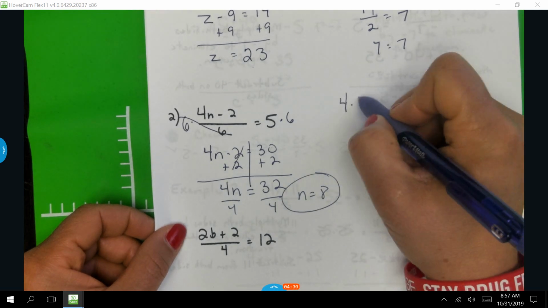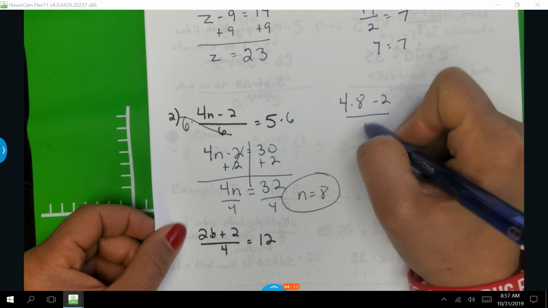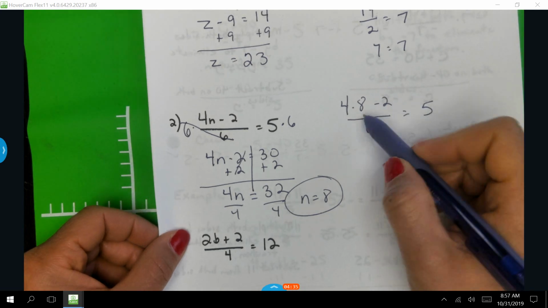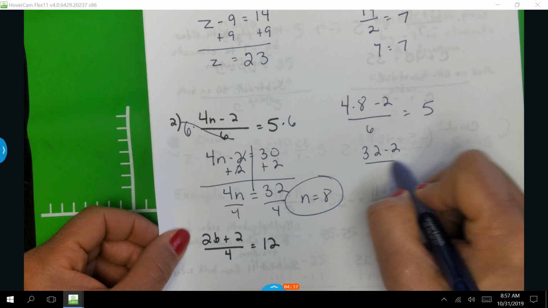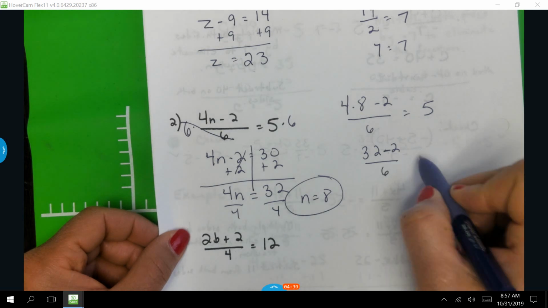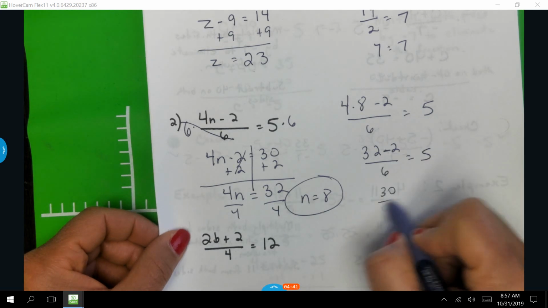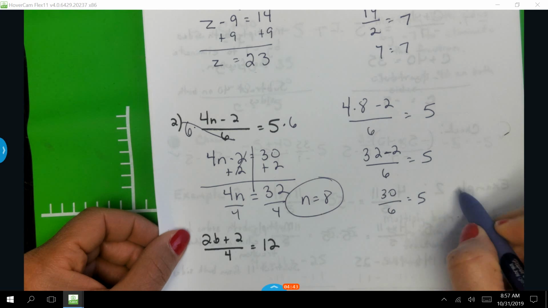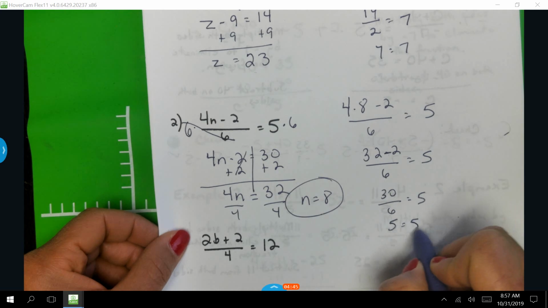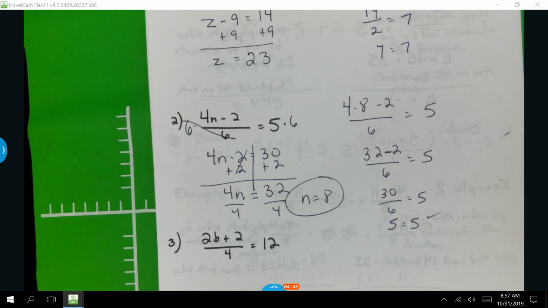So to check, you just replace the variable. It should equal 5. So 32 minus 2 divided by 6. 30 divided by 6. And it does. 5 equals 5.